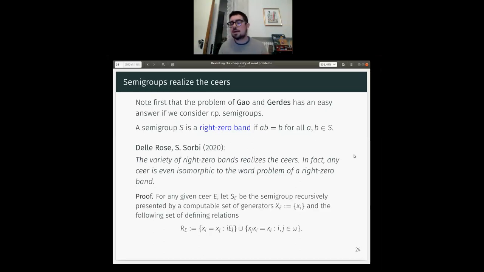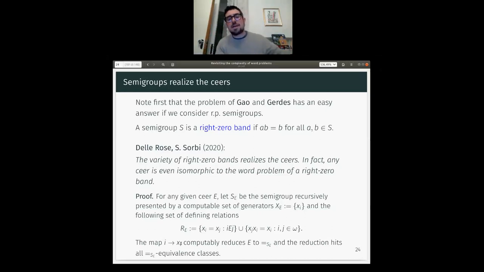So how to show that? Again, the encoding is extremely straightforward. For any given SIR E, you build a semigroup by starting with an infinite computable list of generators. Then you define relations by encoding all the information of the SIR. If i and j are together in the SIR, you collapse the two generators together. And you also add a second requirement in order to make it a right zero band, so you collapse everything to the last generator. Obviously then the map from i to x_i computably reduces E to the word problem of the semigroup.